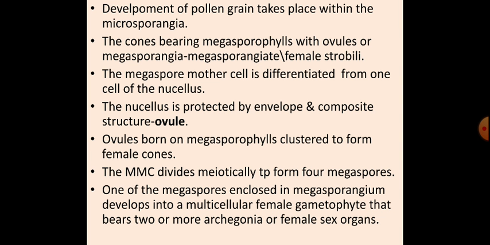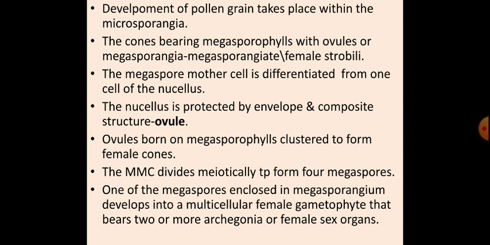So ovules are born on megasporophyll. The megaspore mother cell divides meiotically to form 4 megaspores. Out of those 4 megaspores, 1 megaspore is functioning, the rest are waste. Out of 4 only 1 is functioning, 3 are waste. That 1 megaspore will develop into the female gametophyte, the ovule or archegonia, one or more ovules.